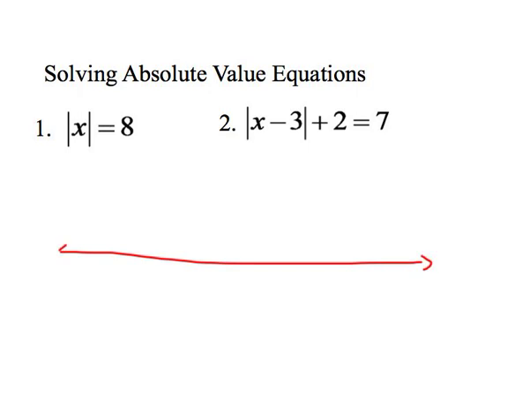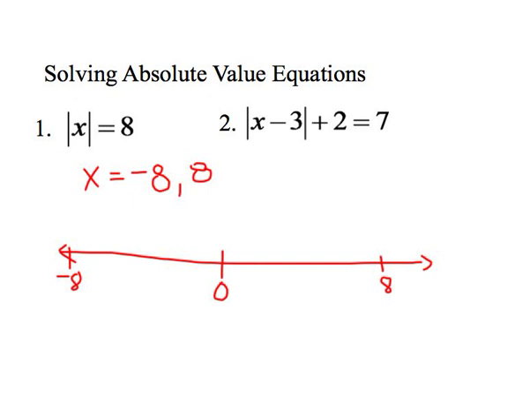So we have 0, and the distance between 0 and 8. Now you'll notice that I actually have two solutions, because the distance between 0 and 8 is a positive 8 and a negative 8. So in this particular case, x will equal negative 8, because the absolute value of negative 8 will be a positive 8, and also positive 8, because the absolute value of 8 is 8.